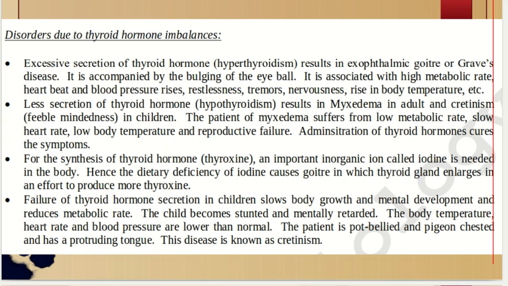The disorders due to thyroid hormone imbalances. Excessive secretion of thyroid hormone, or hyperthyroidism, results in exophthalmic goiter or Graves' disease. It is accompanied by bulging of the eyeball. It is associated with high metabolic rate, rise in heartbeat and blood pressure, restlessness, tremors, nervousness, and rise in body temperature. All these are due to the thyroid hormone imbalance.